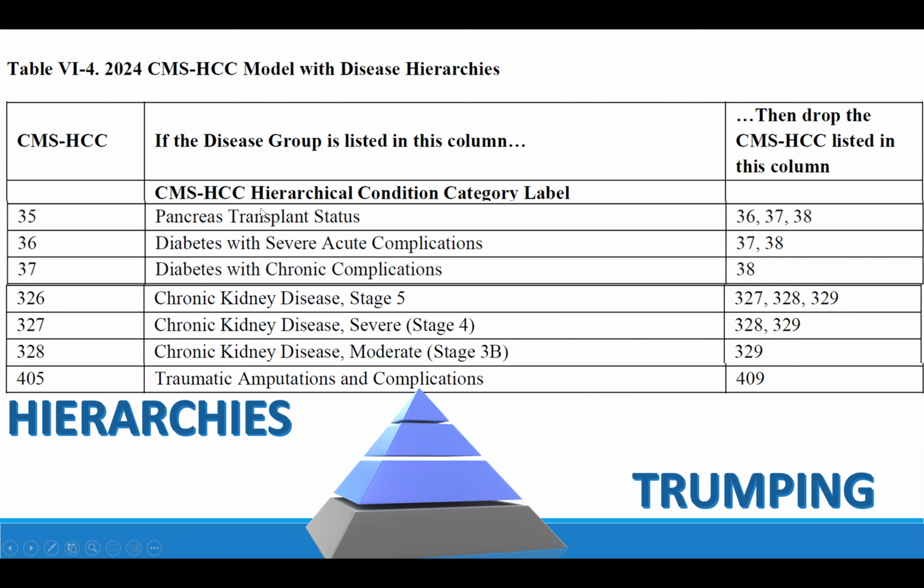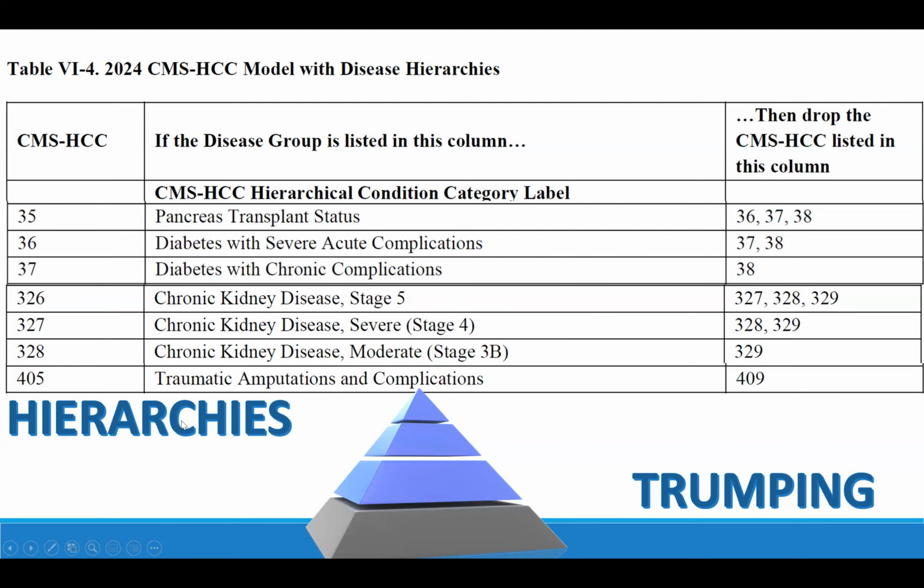Okay, same thing in diabetes. There's only one code in the pancreas transplant status HCC, and that is pancreas transplant status. But if the patient has had a pancreas transplant, all other diabetes HCCs will not count. Okay. If the patient has not had a pancreas transplant, then if they're a diabetic with severe acute complications, that will trump diabetes with chronic complications or diabetes without complications. In the case of diabetes with chronic complications, chronic kidney disease, of course, will trump HCC 38, which is diabetes without complications.